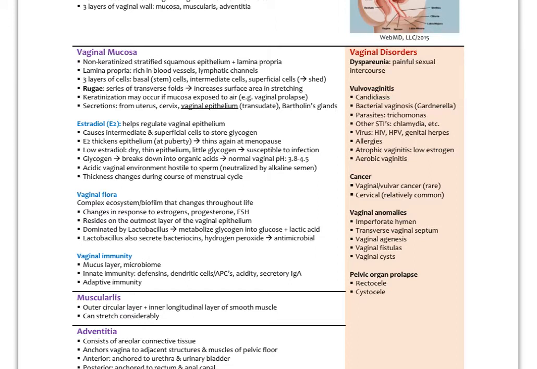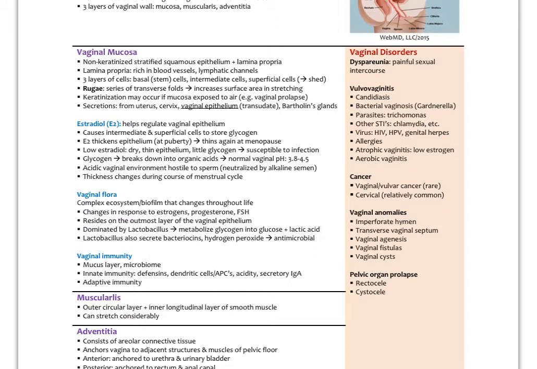So the vaginal mucosa, the innermost layer, is composed of non-keratinized stratified squamous epithelium with an underlying lamina propria. And that lamina propria is rich in blood vessels and different lymphatic channels. There's 3 layers of cells. There's a basal stem cell layer up next to the lamina propria. Then there are intermediate cells. And then there's superficial cells, which are constantly shedding, and then the basal cells are replacing them. So very similar to skin.